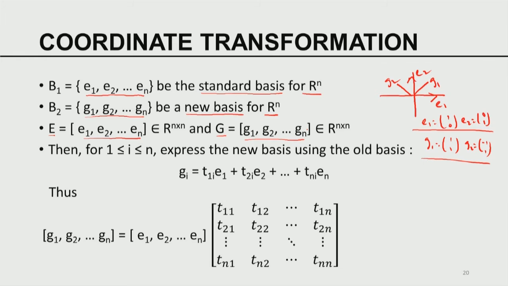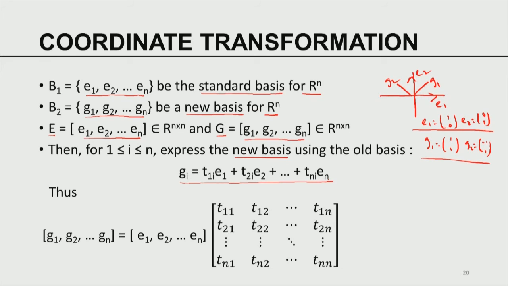Both of them are bases, both of them span R of n. So it behooves us to ask a question: how are these two bases E and G related to each other? We are going to show that these two bases are related by a linear transformation. And how do we show that? Every element of the new basis G can be expressed as a linear combination of the elements in the old basis, because every vector in the new basis is a vector in Rn. Rn has the unit basis, the standard basis. So I can express G as a linear combination of the standard basis. This is the general expression for gi.